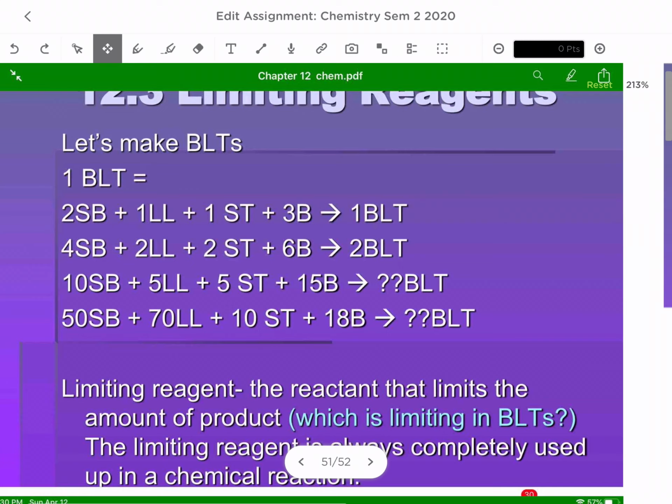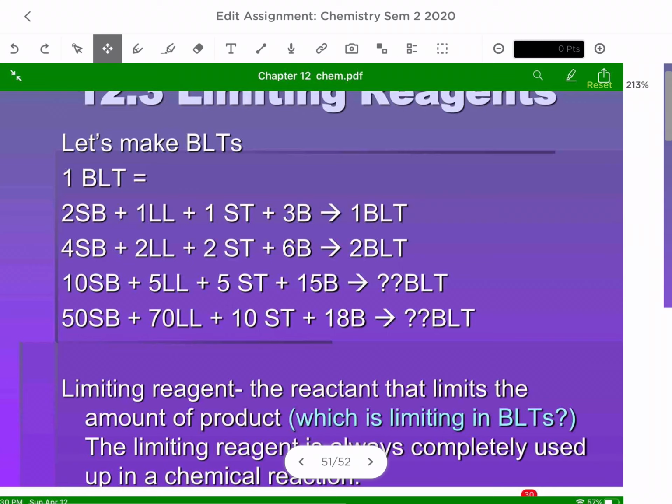Hey guys, I just wanted to make you a quick limiting reagents video so you understand the last part of chapter 12. If you can see here, I am on slide 51, and on slide 51 I have put pictures that I took from your notes.